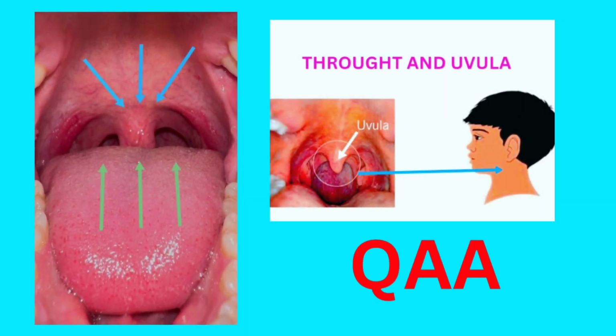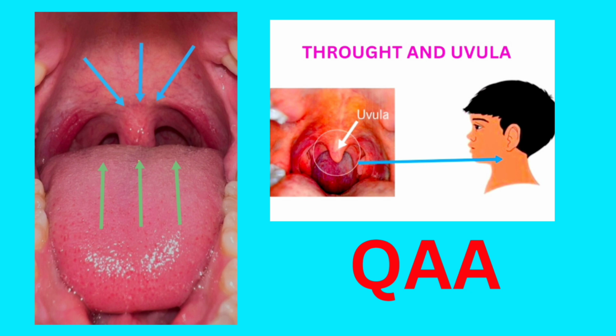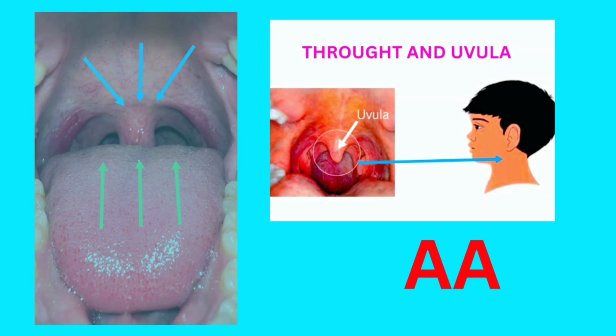The Qaf sound is produced when the uvula is touched with the back portion of the tongue. The uvula is a small hanging piece in our throat, like a bell.